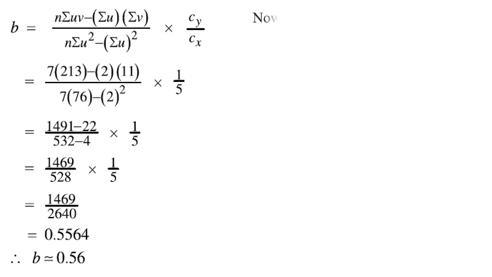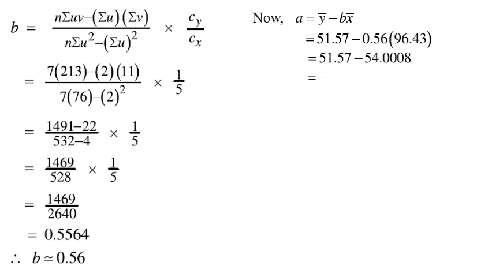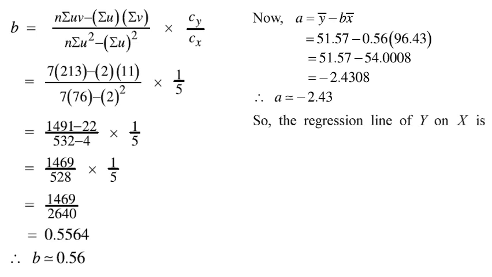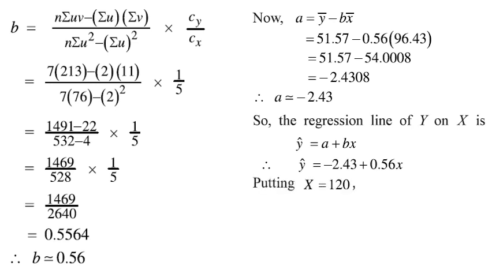So b is 0.56. Now formula for a is y bar minus b x bar, therefore 51.57, that is the y bar, minus 0.56, that is b, into 96.43, that is x bar. Moving on with our regular steps, we will get the answer of a is negative 2.43. Now we will put the values of a and b into our regression line of y on x, that is y cap is equal to a plus bx. The values will be negative 2.43 plus 0.56 x. Now this sum is going to be continued. This is the first answer.